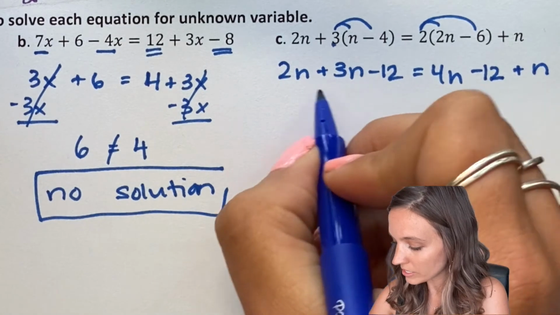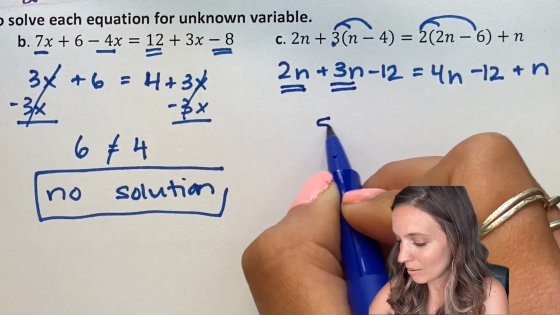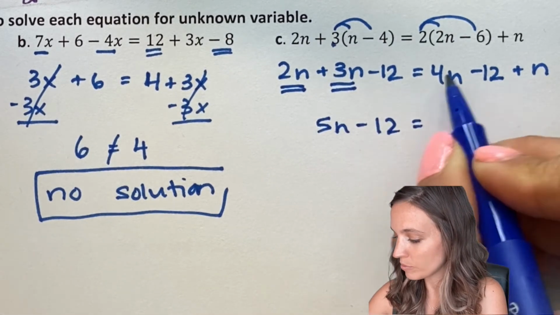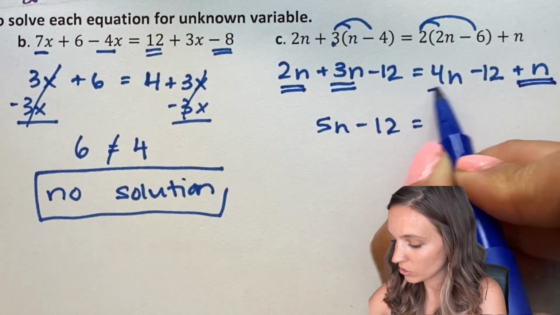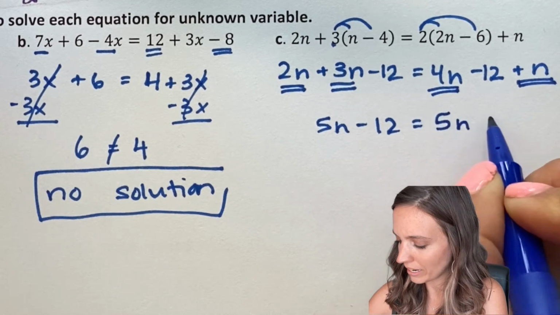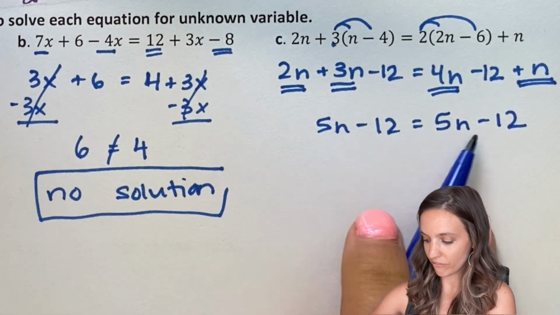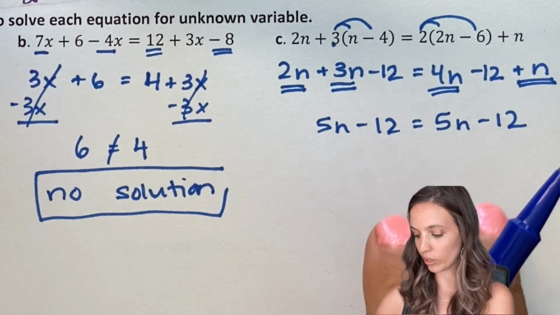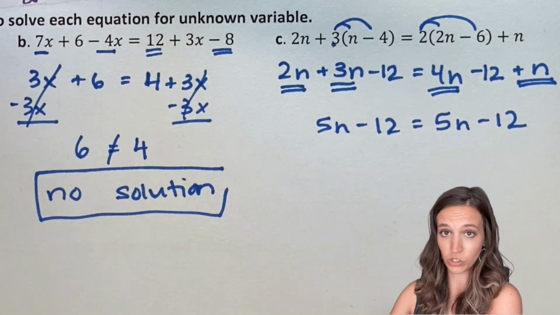Combining like terms on this side, I have a 2n plus a 3n. So that's a 5n minus 12 equals 4n minus 12. Those aren't like terms, but I have a 1n here, so I can combine these two terms. 4n plus n would be 5n, minus 12. I'm already a little worried that I have 5n minus 12 equals 5n minus 12. Not sure what to do with that, but if I keep rolling like I have been and continue to solve, my next goal would be to move all my variables to one side.